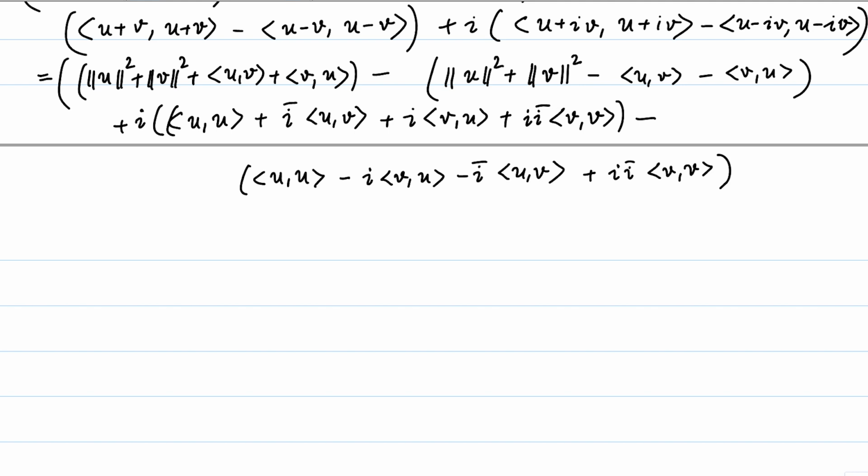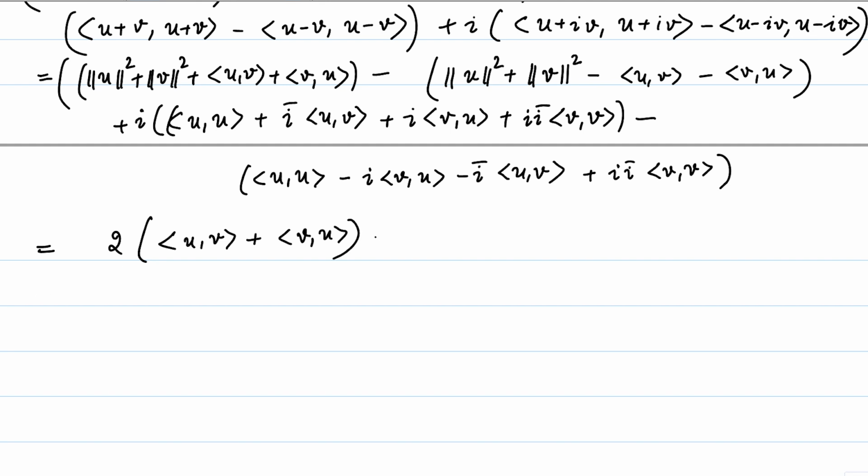The second term is where all the i's had to be taken care of carefully. So the first term is easy. In the first term, the length of u squared and the length of v squared cancel off. This is just going to be 2 times the inner product of u comma v plus the inner product of v comma u. And now let's focus on the second term.